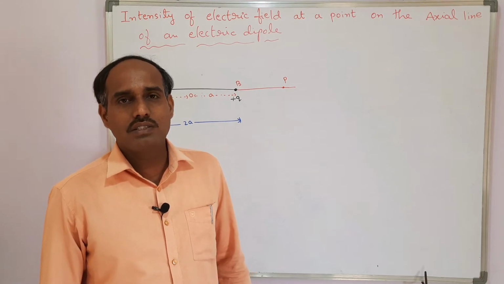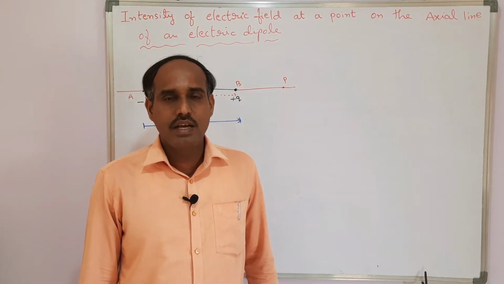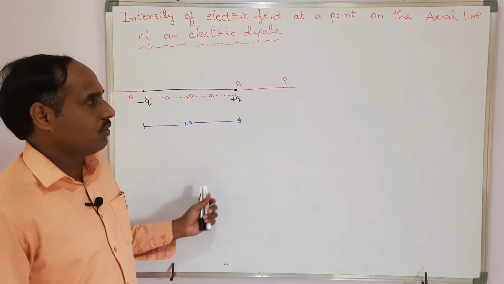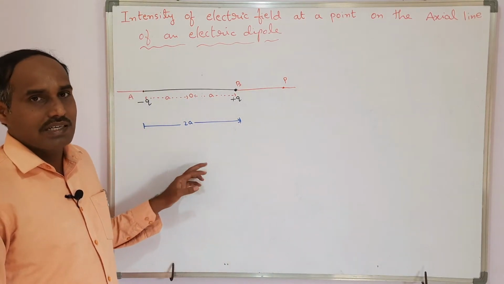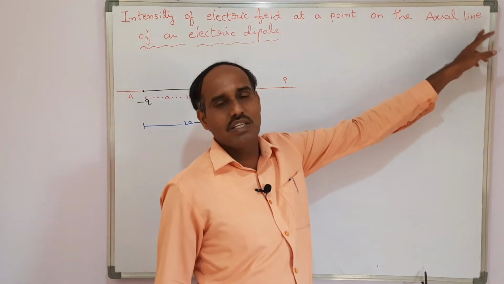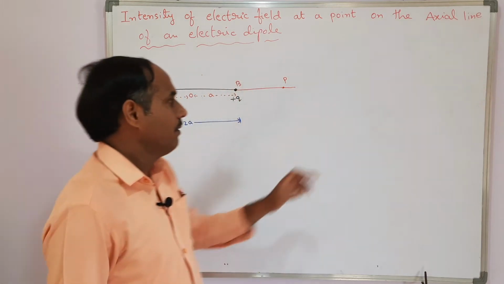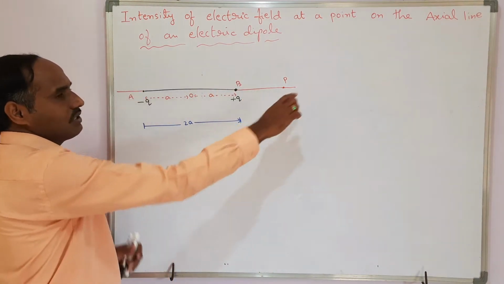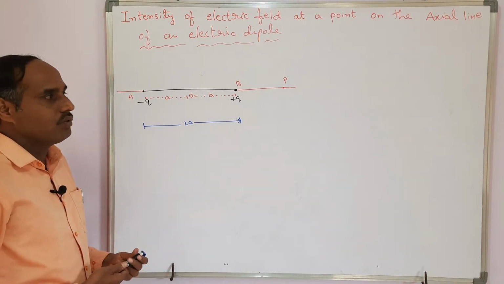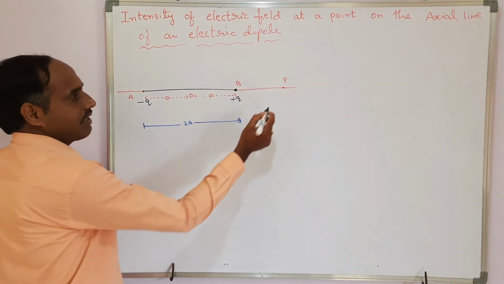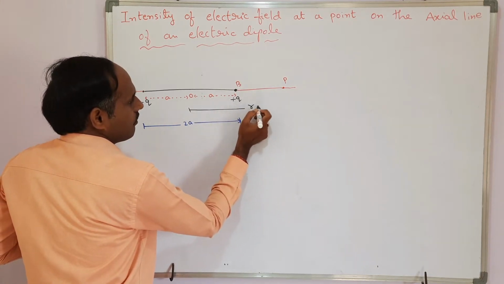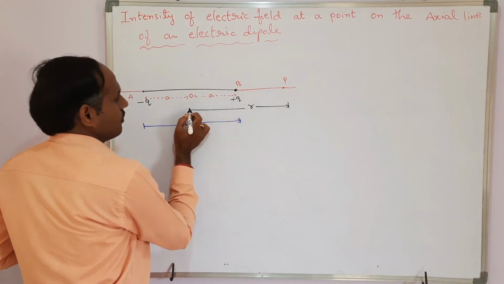In the last video we discussed the electric dipole and its dipole moment and about the axial and equatorial line, right? So now in this video we'll discuss the expression for electric field strength at a point P on the axial line of the electric dipole. What do we mean by axial line here? The line passing through the center as well as through the charges along its axis is called the axial line, and here we are going to find the expression for electric field strength at a point P, which is at a distance of r from the center of the dipole.